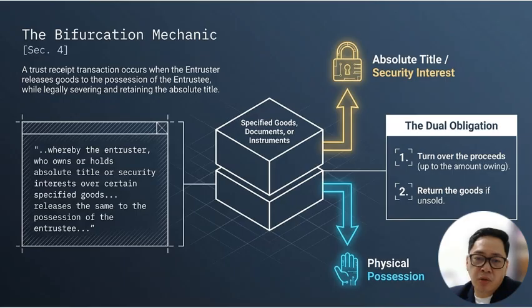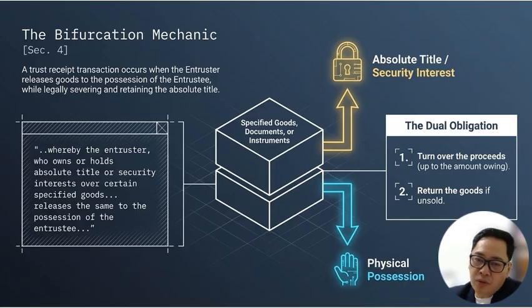Notably, if the goods are delivered specifically for manufacturing or processing, the mechanic dictates that the entrustor retains the title over the goods for both their original and processed forms until the entrustee's obligation is fulfilled.